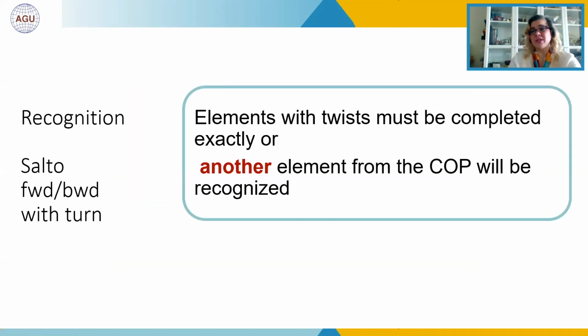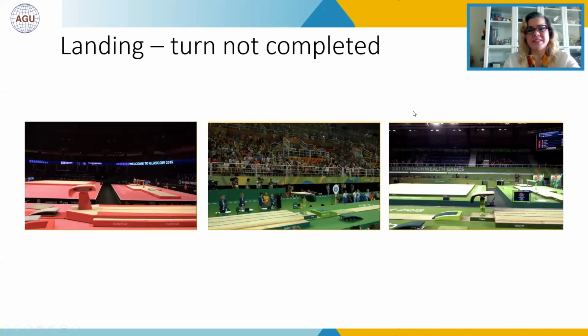Now, if we talk about the recognition of elements with twists, with turns around the longitudinal axis, the elements with twists must be completed exactly. Otherwise, another element from the code of points will be recognized. This is the case when it's with the saltos forward or backward with turns. For example, let's see the first example.